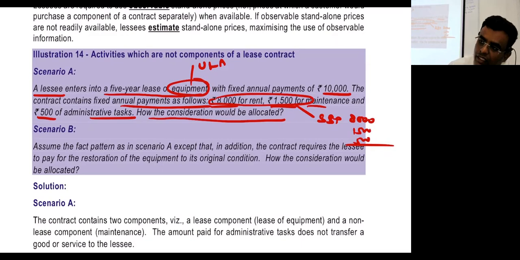Equipment is a lease component. Rent also will be a lease component. Identified asset is a physical place.